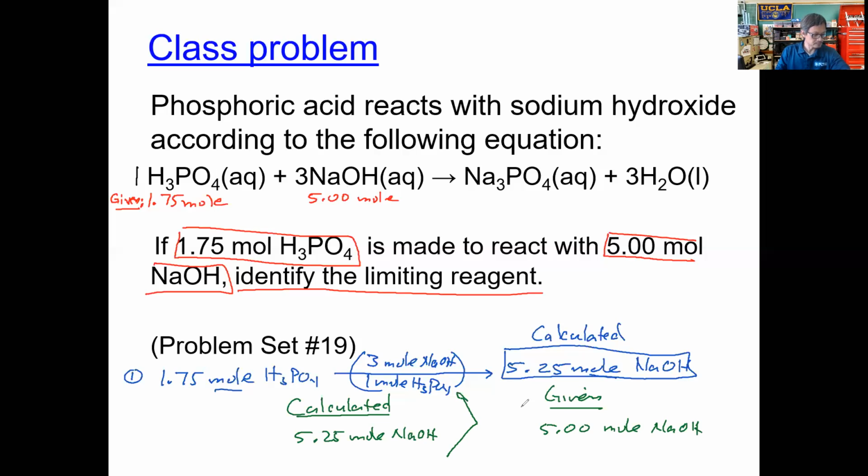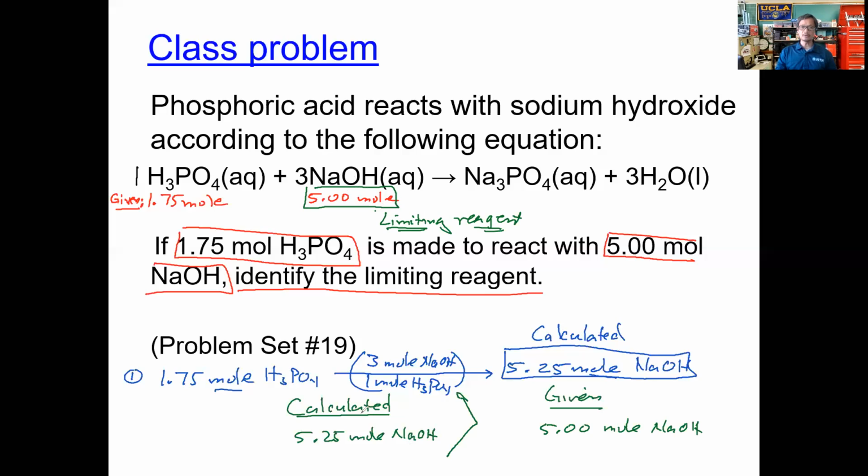So the calculated amount is greater than the given amount, which means NaOH will be our limiting reagent, because we need more than what we were actually given. So even though we are given more of this, NaOH is our limiting reagent. And we obtain that from the balanced equation. So the 5 moles of NaOH is our limiting reagent. It will run out first.